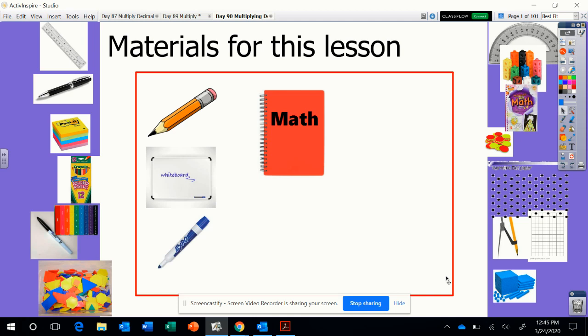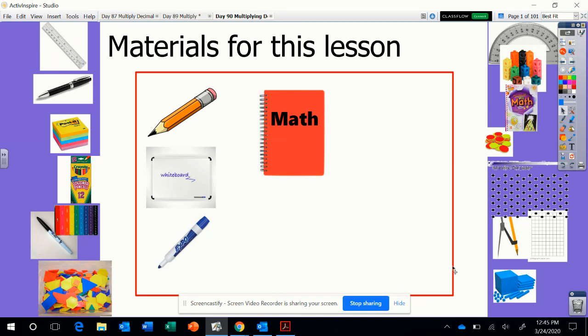Hello, here we are for another math lesson. We are working on page 280 in your math notebook. The lesson today is multiply and divide decimals using powers of 10. So hopefully you have your math notebook, something to write with, and either a whiteboard marker or some scratch paper.